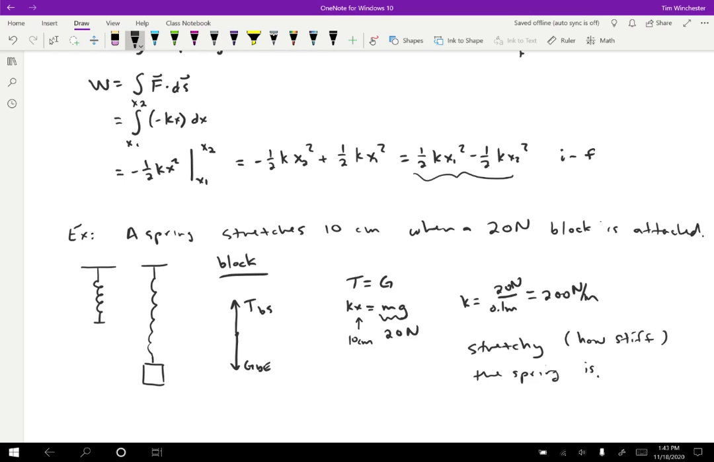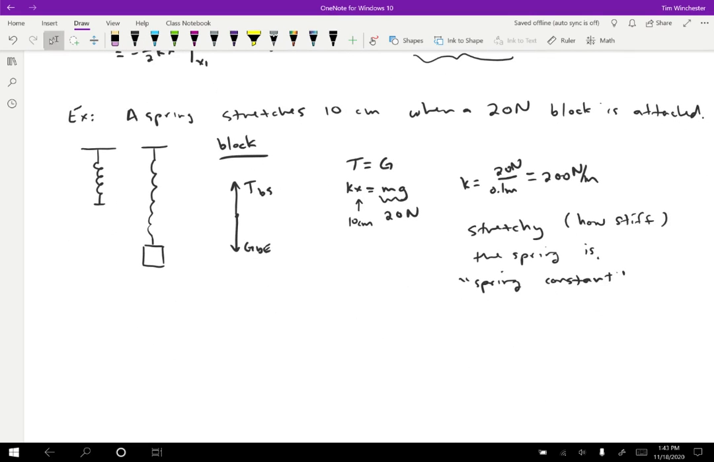Okay, so if it takes more force to get a spring to stretch a certain amount, then that means that it is less stretchy or stiffer. So we call this the spring constant. It is the quantity that tells us basically everything there is to know about the spring. Okay. So now we have a spring constant, and we can calculate, if we want to, how much work is done by the spring. Okay. So all we have to do is plug in the formula.